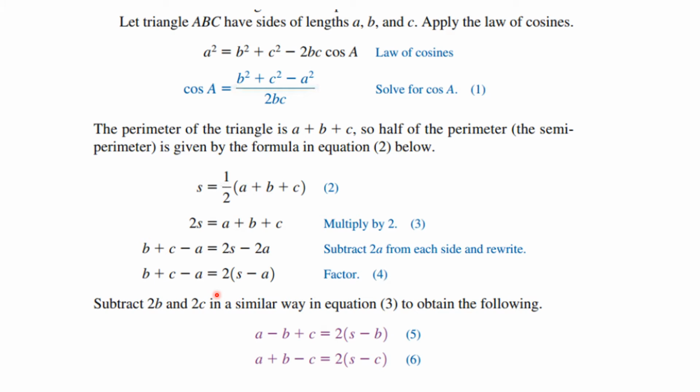Now we can go up to this equation again, which we called 3, and if we were to subtract 2b and 2c and mimic the steps, and I encourage a serious student to actually do this in a similar way, we can get equations 5 and 6, which tell us that a minus b plus c is 2 times (s minus b), and a plus b minus c is 2 times (s minus c). Again, we're going to use all of these equations, so a serious student would want to keep track of the numbered equations.